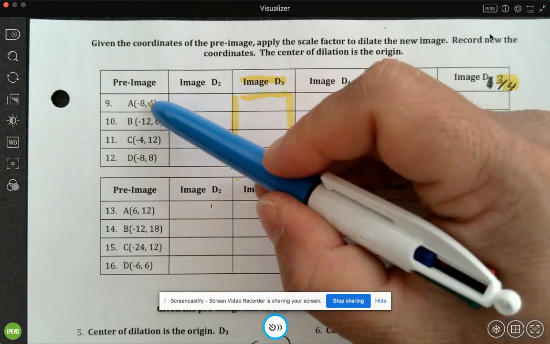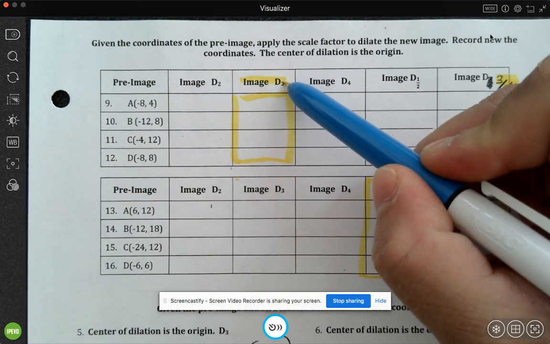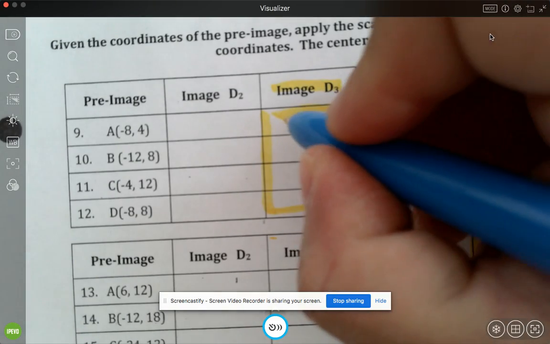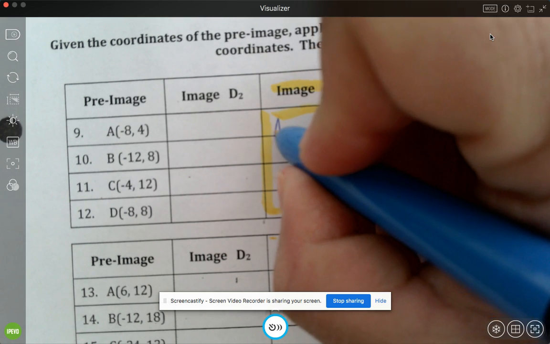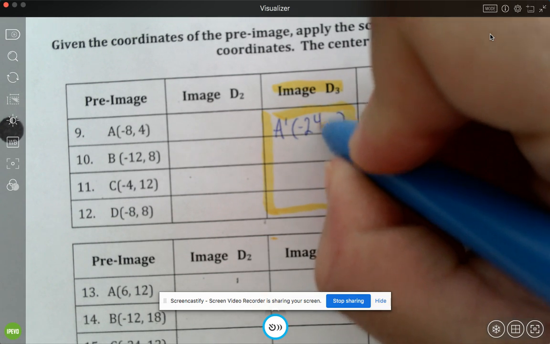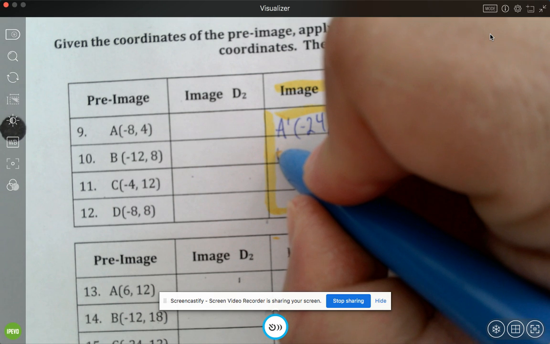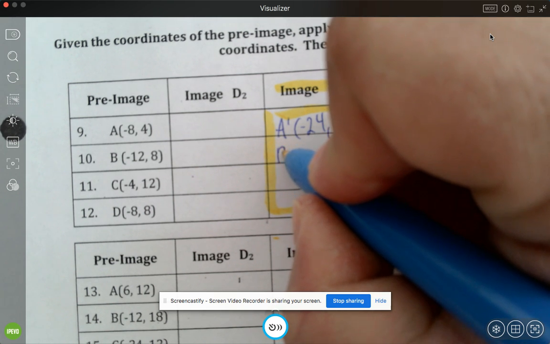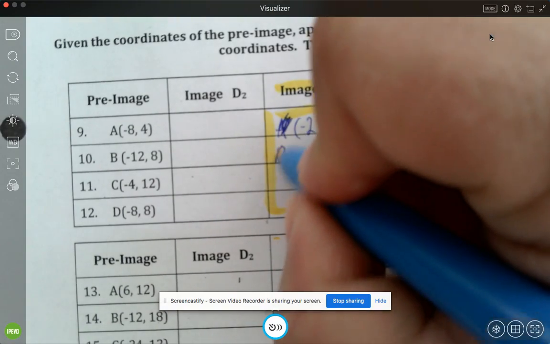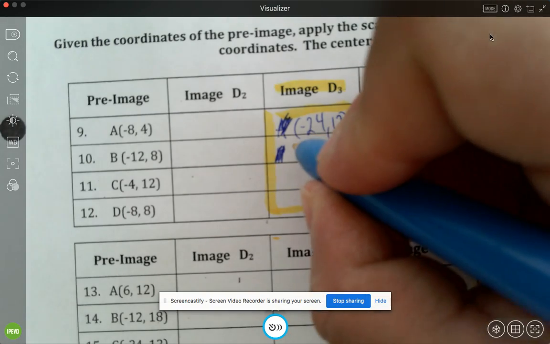So you're always going to go back to the original pre-image. If you take the scale factor of 3, I'm just going to multiply all these numbers by 3. So A prime would be -24 and 12. For B prime, you only have to put the primes because there are so many different versions, so we can just put the coordinates to make it easy.